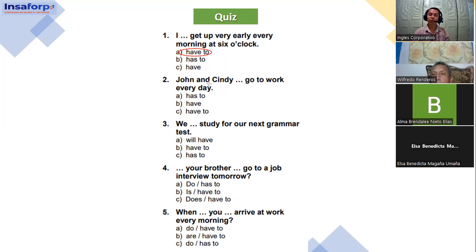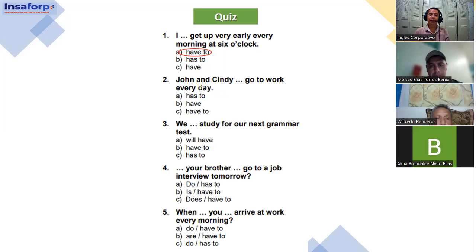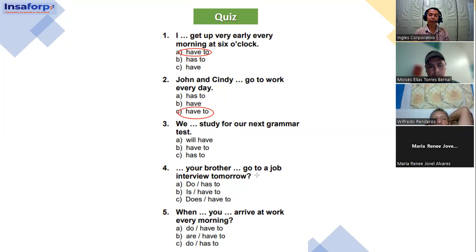Good. Now, number two. Moisés. John and Cindy. Number two. Okay. No, no, C. Letter C. Okay, letter C. Good. Now, María René, number three. We have two. Letter? B. Letter B. Good. Continue, please. Ingrid, number four.